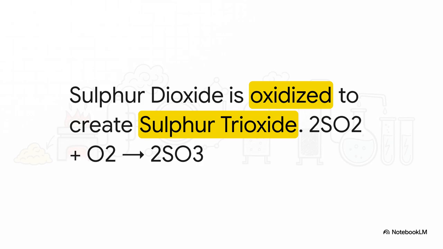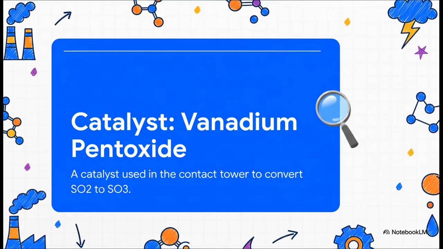That sulfur dioxide gas we just made gets oxidized, which just means we're going to jam another oxygen atom onto it. And that transforms it into something new, sulfur trioxide. This is the absolute heart of the contact process, but it needs a little nudge to happen efficiently. And that little nudge comes from something called a catalyst. In this case, it's a compound called vanadium pentoxide.